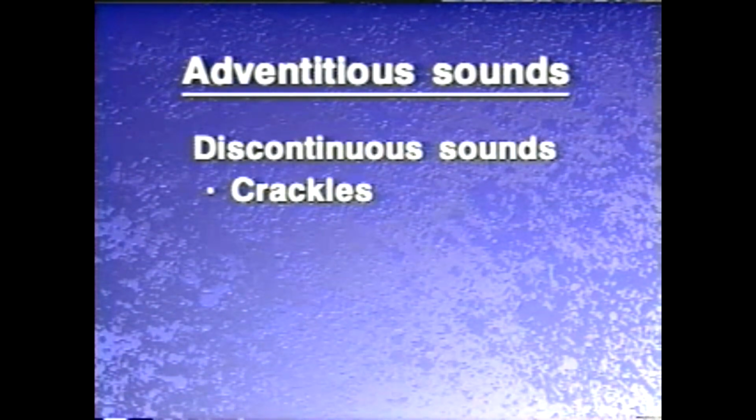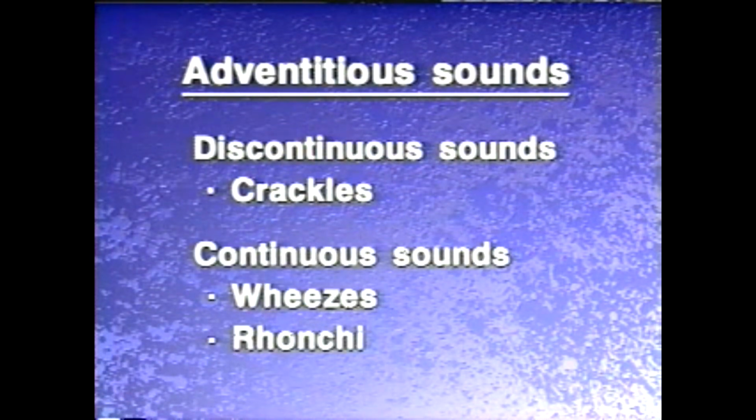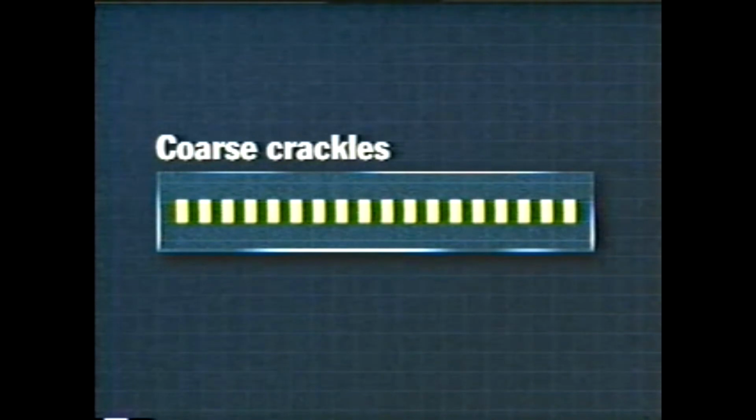Two basic types of adventitious or added breath sounds are the discontinuous sounds, crackles, and the continuous sounds, wheezes and rhonchi. Crackles are intermittent, non-musical, and brief, like dots in time. Fine crackles are soft, high-pitched, and very brief. Coarse crackles are louder, lower-pitched, and longer.